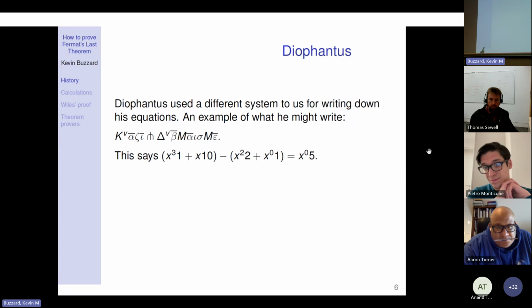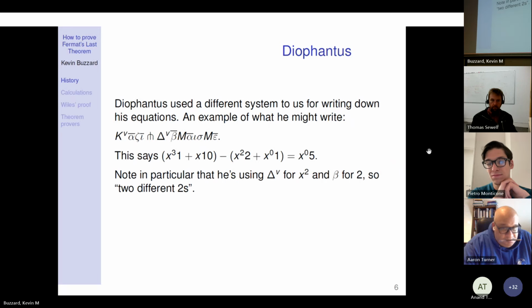Diophantus didn't have an x to the n function. He just had something that meant square the variable and something that meant cube the variable. The kv is like k for cube. Kv means cube the variable, and kv alpha bar means cube the variable and multiply it by 1. And delta v beta bar means square the variable and multiply it by 2. When he was doing things like x to the 8, he would square the variable, square it and then square it again, and multiply them together. So he didn't have the power function in some sense.